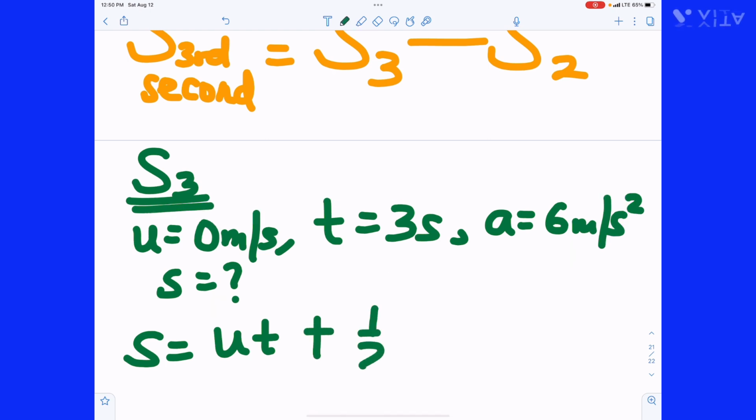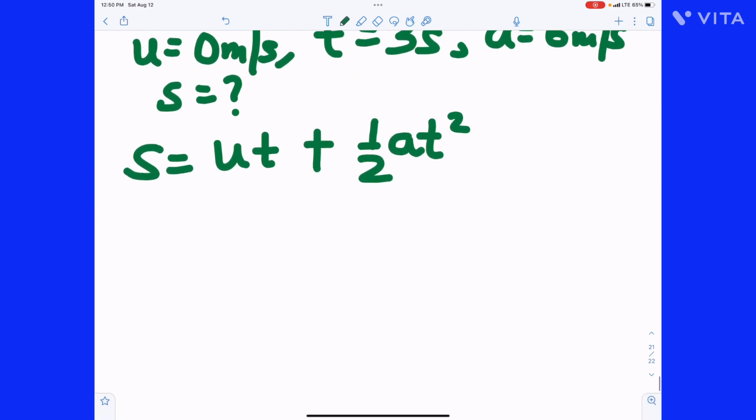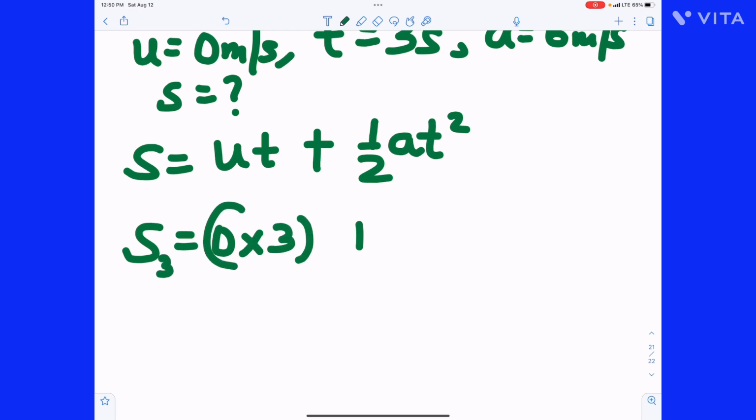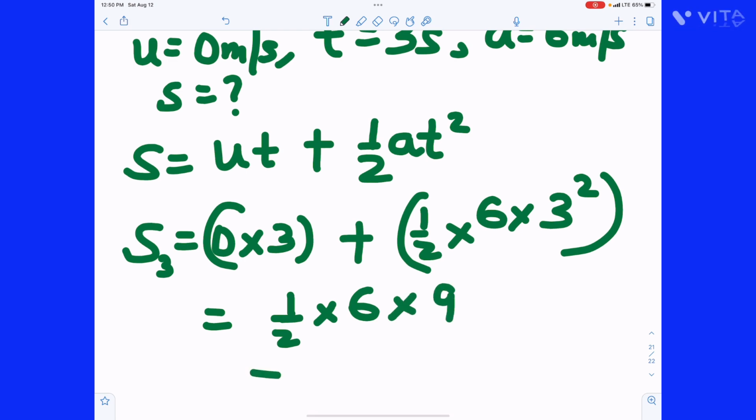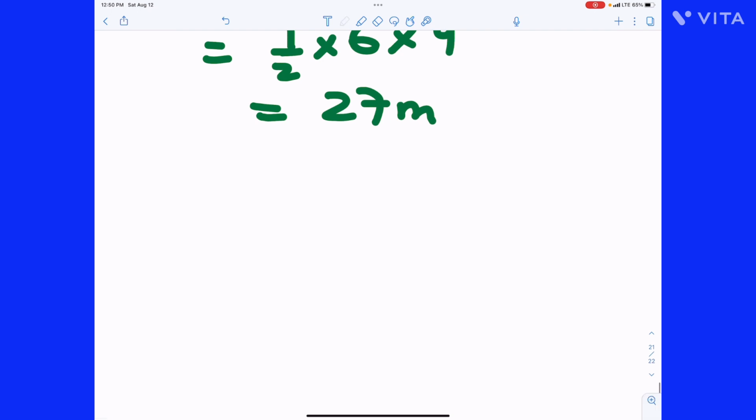S is UT plus half A T squared. That's 0 times 3, because we are looking for S3, plus half times A, which is 6, times T squared, which will now be 3 squared. So this side will disappear. We have half times 6 times 9 left. That's 27 meters. The distance traveled in 3 seconds is 27 meters.